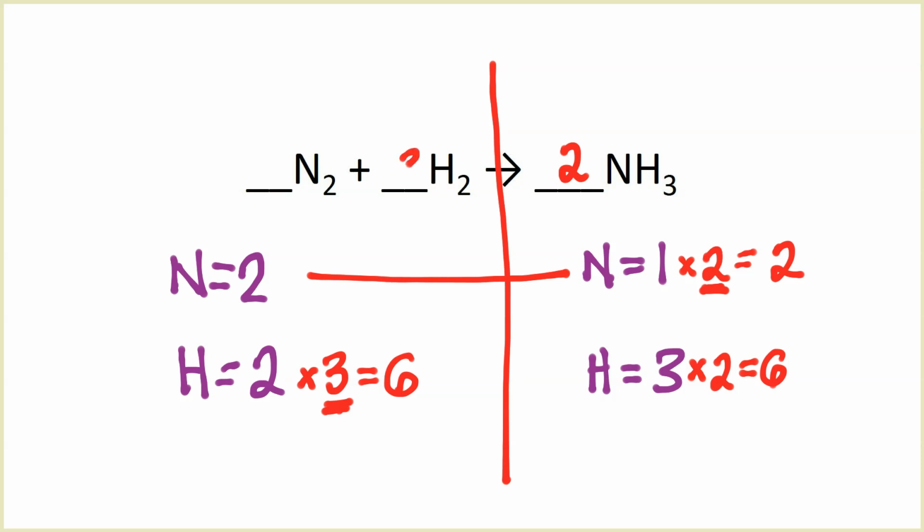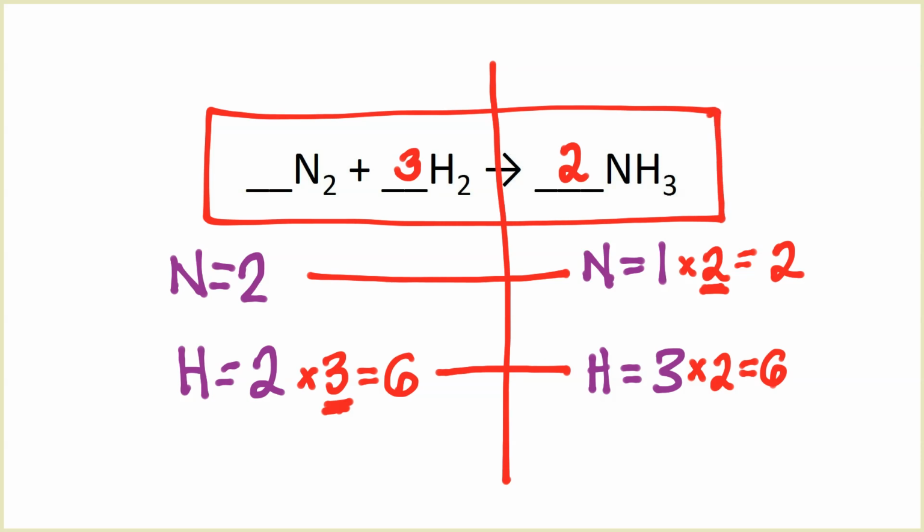So 3. Now look at that 3. Does it multiply anything else? No, it doesn't. So we're good. Now look. N is 2 and 2. H is 6 and 6. So we're done. So this is our balanced chemical equation. And this is a 1. Don't forget, if it's a blank, this one is a 1.